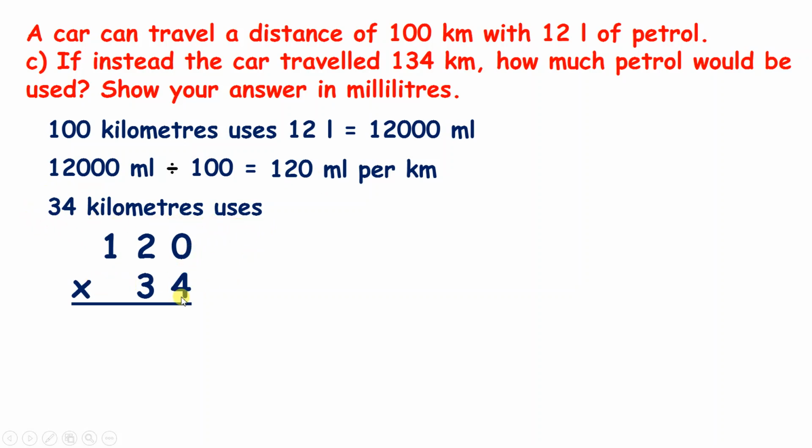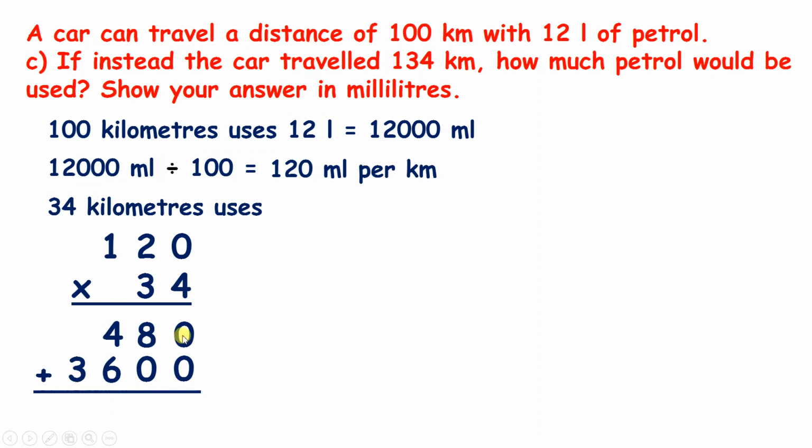So 0 times 4 is 0, 2 times 4 is 8, and 1 times 4 is 4. Now to multiply by that 3 digits, we can put a 0 in our ones column. Now 0 times 3 is 0, 2 times 3 is 6, and 1 times 3 is 3.